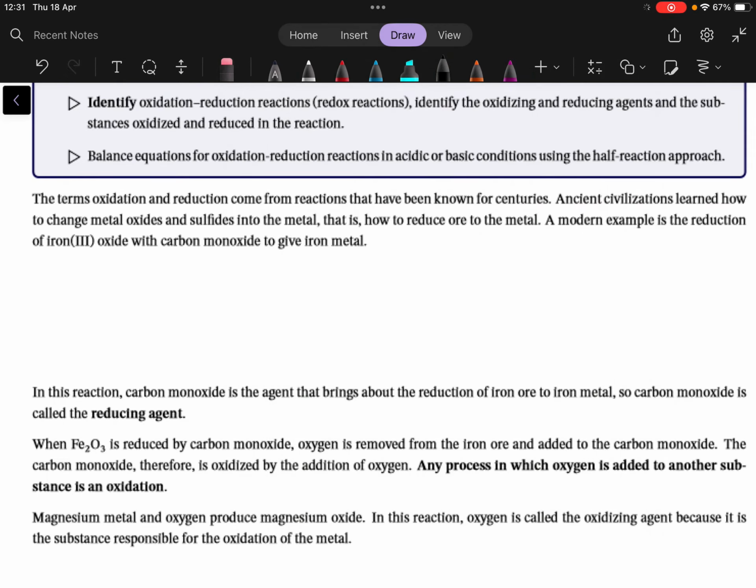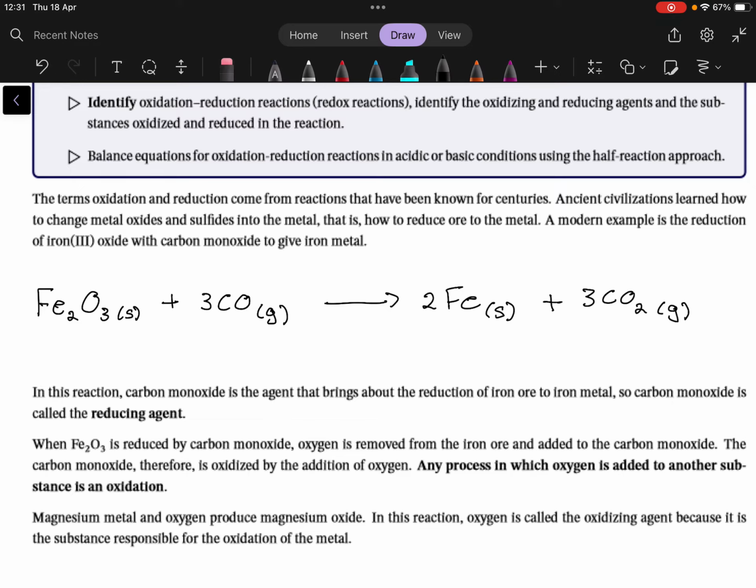So we start by looking at a common example. So iron oxide, iron trioxide, solid, reacts with CO, carbon monoxide, gas, to form iron, so solid iron, plus carbon dioxide. And of course, you should be able to do the balancing. Shouldn't be too difficult. Now the question is, is this an oxidation-reduction reaction?